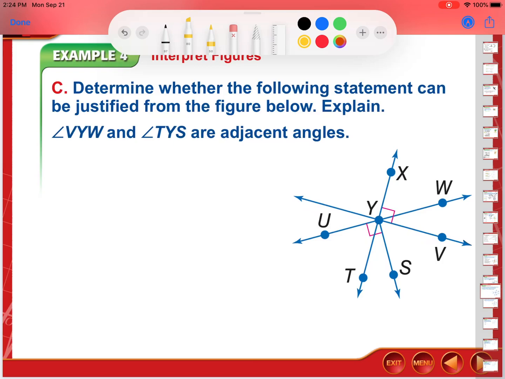Determine whether the following statement can be justified from the figure below and explain. VYW and TYS are adjacent angles. So if we went back to our definition, we would see that adjacent angles are angles that share a common ray. These angles just share a common vertex. So I would say, nope, it cannot be justified by the definition of adjacent angles.